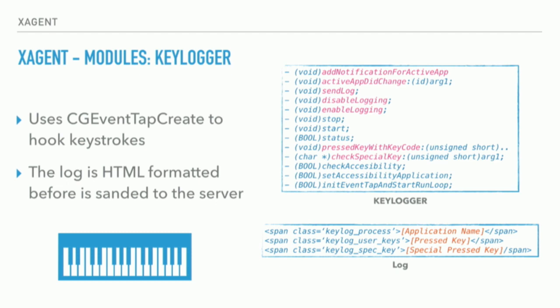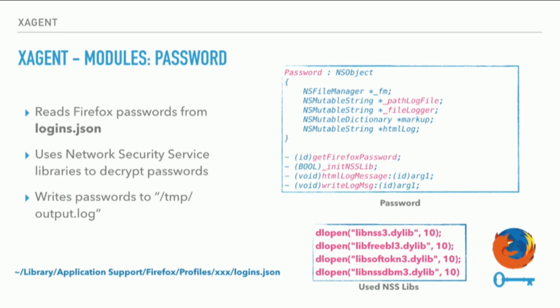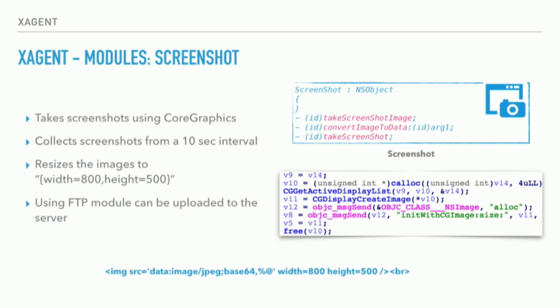XAgent also can record all your keystrokes using the Core Graphics event tap create, and then it will format this log file as HTML and send it to the CNC server. Using the password module, XAgent can read all your Firefox passwords from the logins.json file, and by using the Network Security Services libraries, can decrypt those passwords, and then it will also send them to the CNC server.